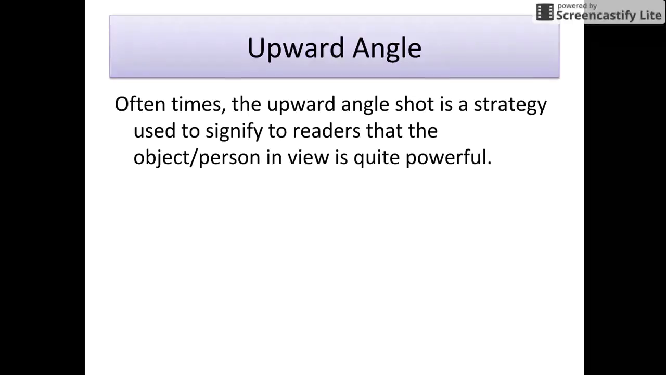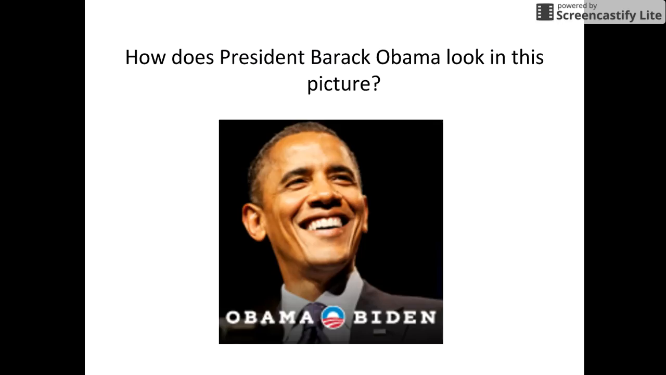them seem smaller. Or, for example, if you ever watch Harry Potter, you know Hagrid is oftentimes shot with an upward angle shot to make him appear larger and more powerful than he is, or in real life, I should say. So here we go, an example of an upward angle shot, a picture of Barack Obama.